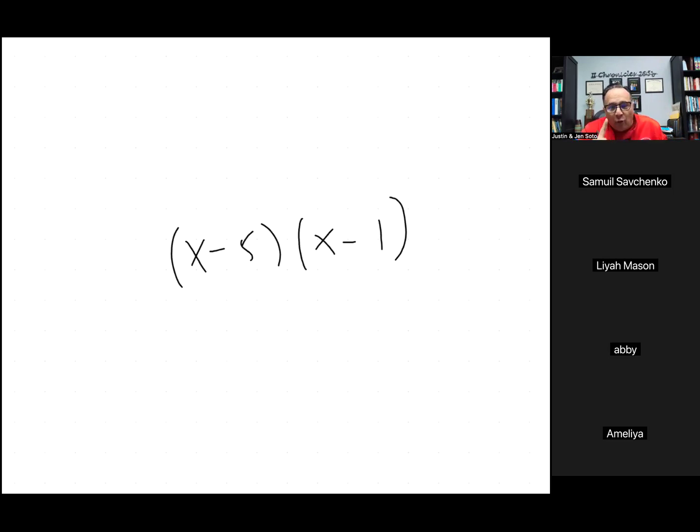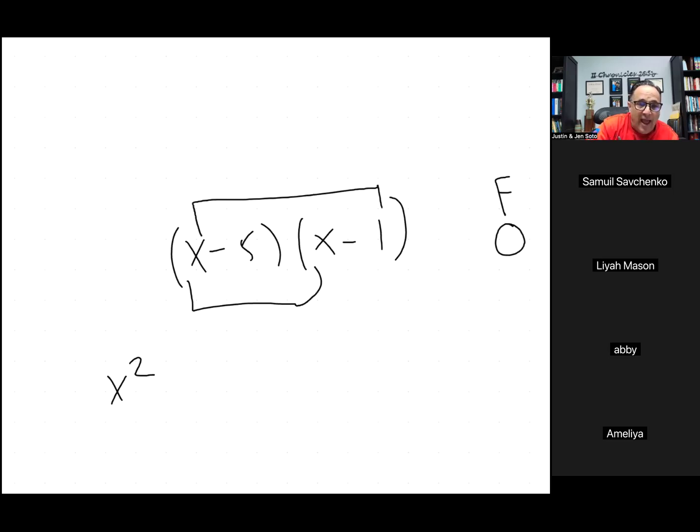Okay, let's try the FOIL method first. X times x is x squared. That's the first. Outer. X times 1 is x. So x times a negative 1 is negative x, right? So I have to make sure I put the negative x. Okay? Now I have a negative 5 times x is negative 5x.